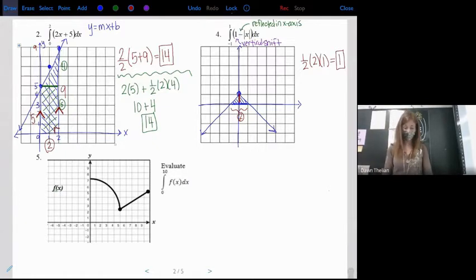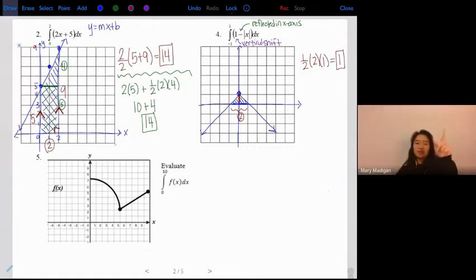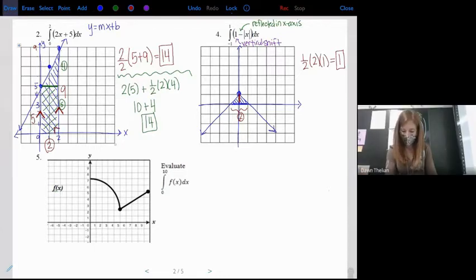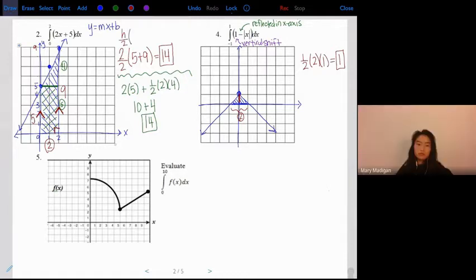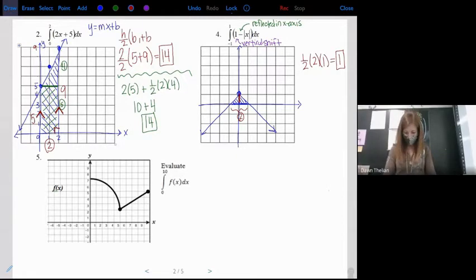Questions? I have a question. On number 2, I missed it, but why is it 2 over 2? Because the area formula for a trapezoid is height over 2, base 1 plus base 2. So the height was 2, and it's always divided by 2, just like a triangle is divided by 2.